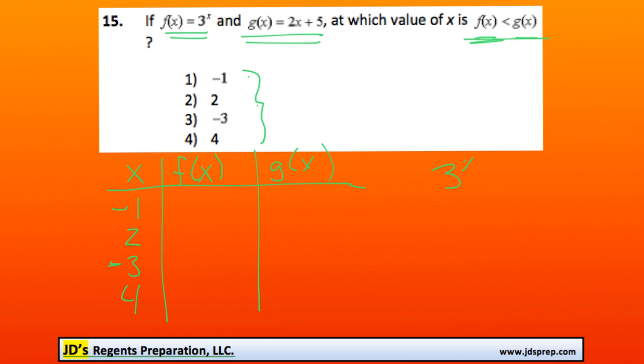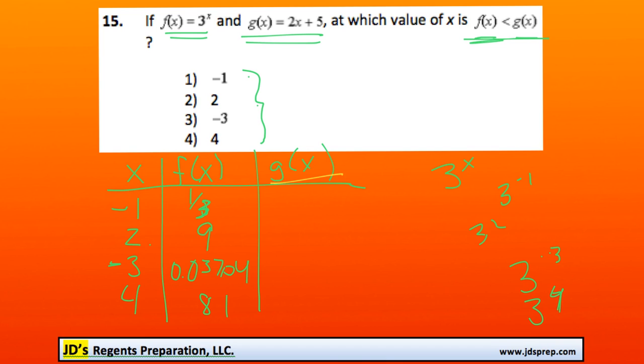So if x is -1, 3 to the power of -1 would be 1/3. For x equals 2, 3 to the power of 2 is 9. And then 3 to the power of -3 would be about 0.03704. And then for the last one, x value 4, 3 to the power of 4 is 81.